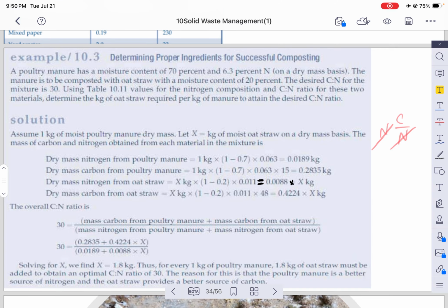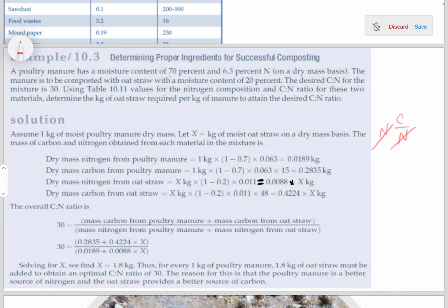Let's look at this example. Poultry manure has a moisture content of 70%. Remember, moisture content is very important. And then 6.3% nitrogen.